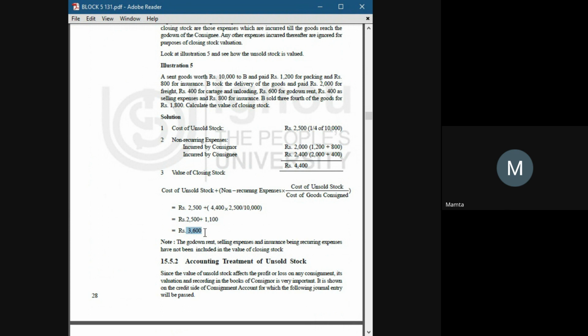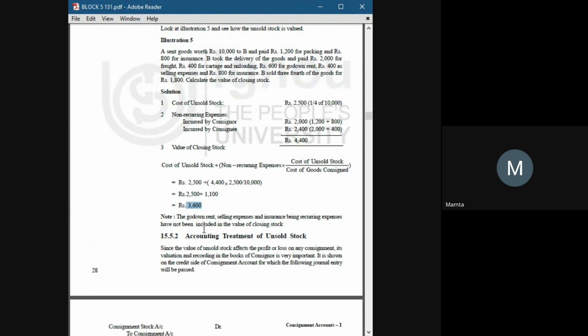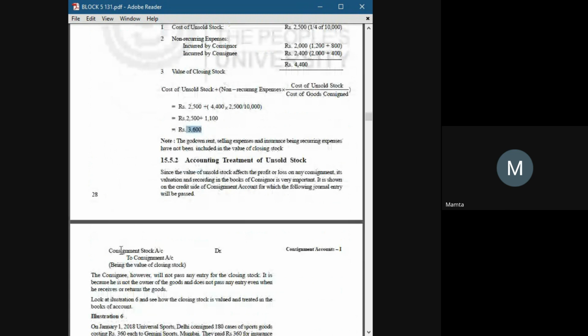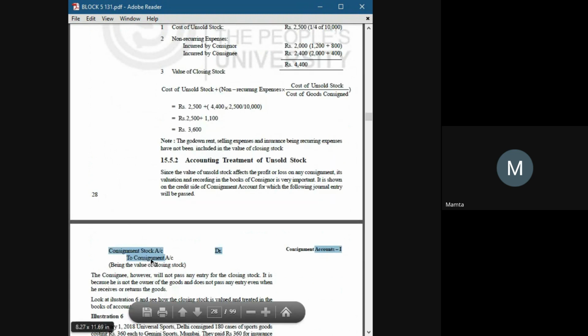Accounting treatment of unsold goods. How will we treat it? By passing this entry: consignment stock account debit to consignment account.